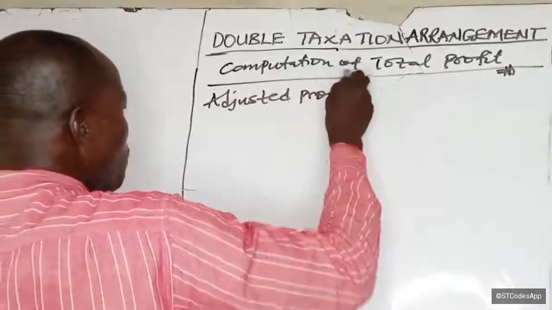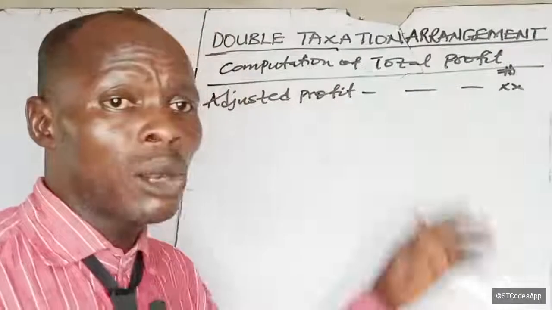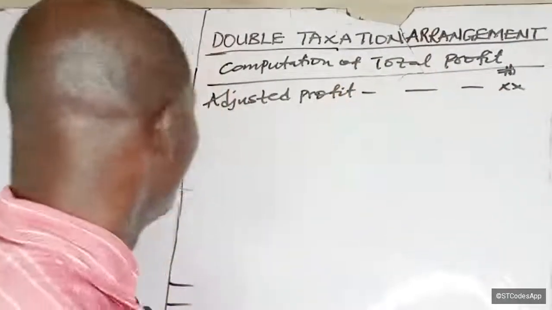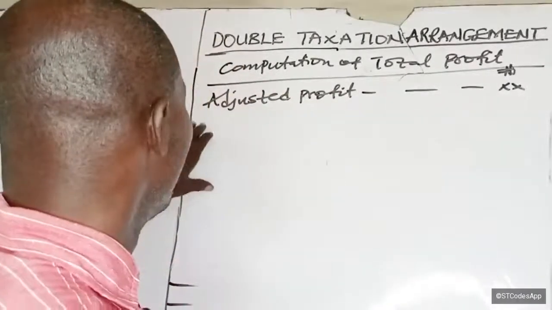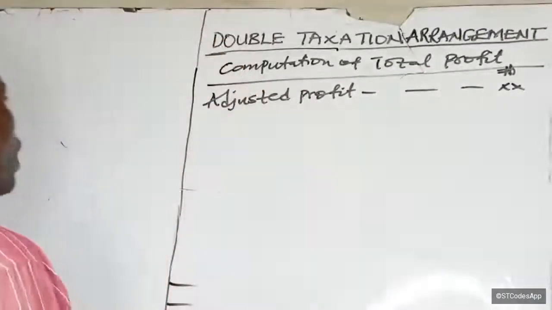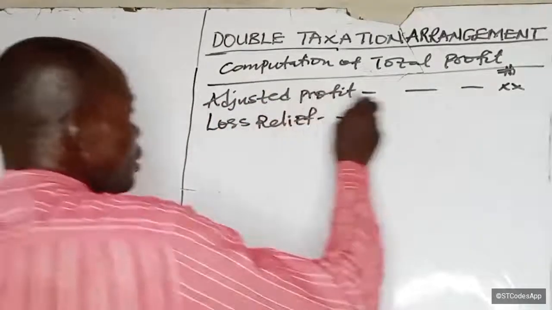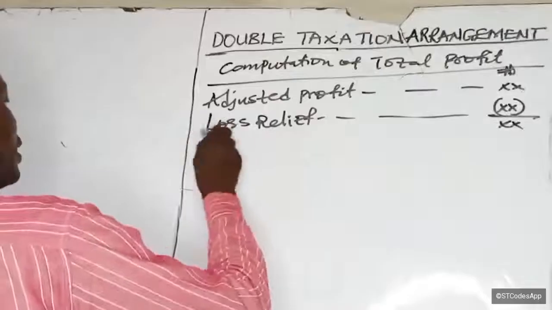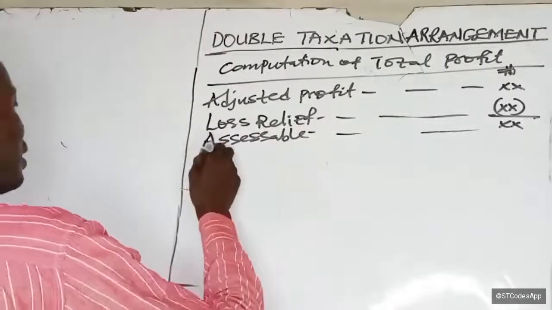You would have computed your adjusted profit by starting with the net profit as per account. You add non-allowable expenses. You add non-taxable income not reported in accounts. You deduct allowable expenses not reported previously in the account. You also deduct the non-taxable income reported in the account. Then you arrive at the adjusted profit. After your adjusted profit, you have the loss relief, if any. You deduct that. Your adjusted profit will be your assessable profit if there is no loss. To your assessable profit, you add balancing charge.